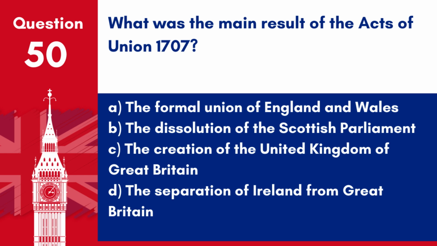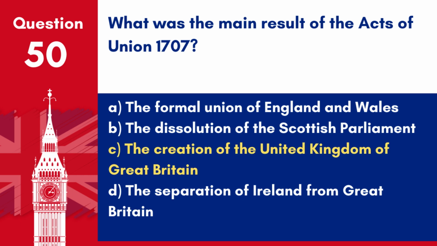Question 50. What was the main result of the Acts of Union 1707? A. The formal union of England and Wales. B. The dissolution of the Scottish Parliament. C. The creation of the United Kingdom of Great Britain. D. The separation of Ireland from Great Britain.